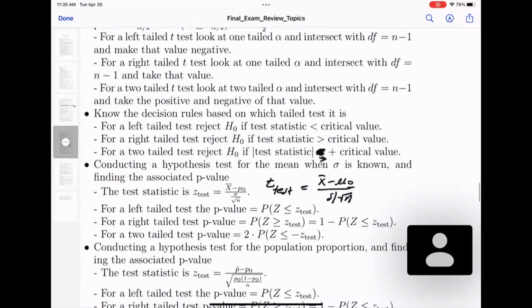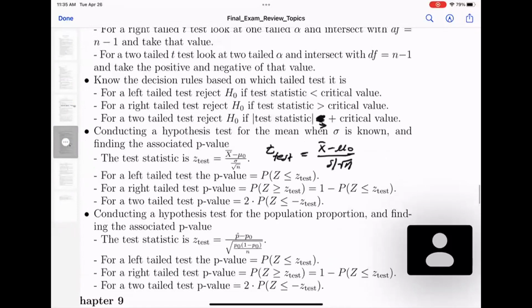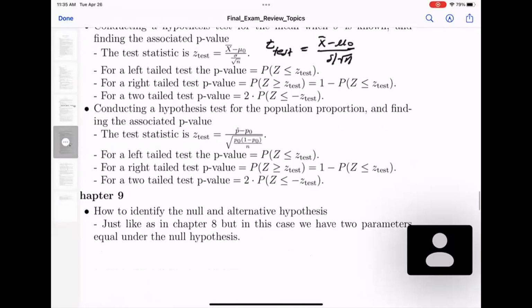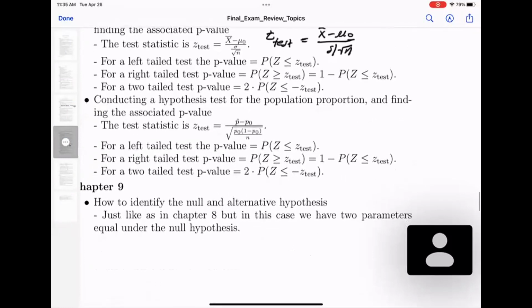So I don't expect you to find the p-value for that. You could do it with the calculator, but we're not going to go over that. You can find a range of p-values, but everyone gets confused with that, so we won't go over that.